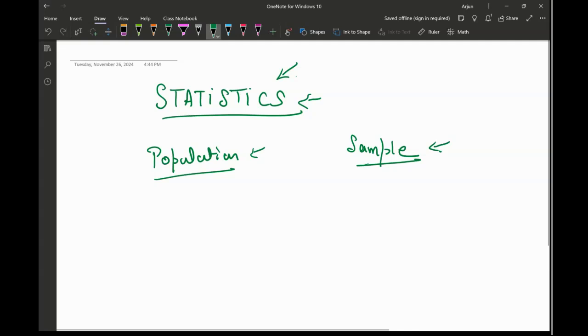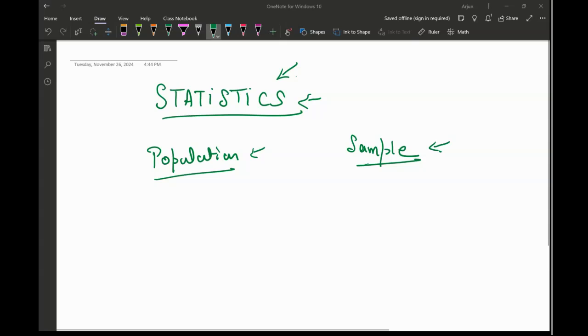So again, going back to the first example, I wanted to study the average height of a Canadian man above the age of 18. Is it possible for me to go and ask every Canadian man what their height is? It's going to consume a lot of finances, and it will be time consuming also. So it's just not feasible. So what will be the correct way?